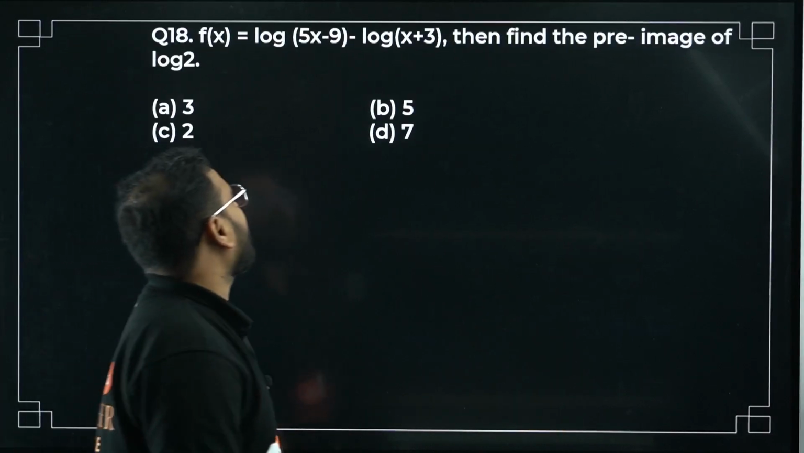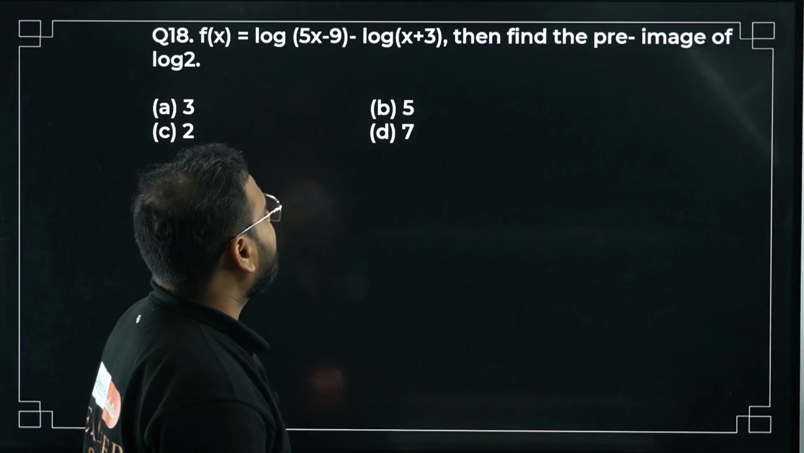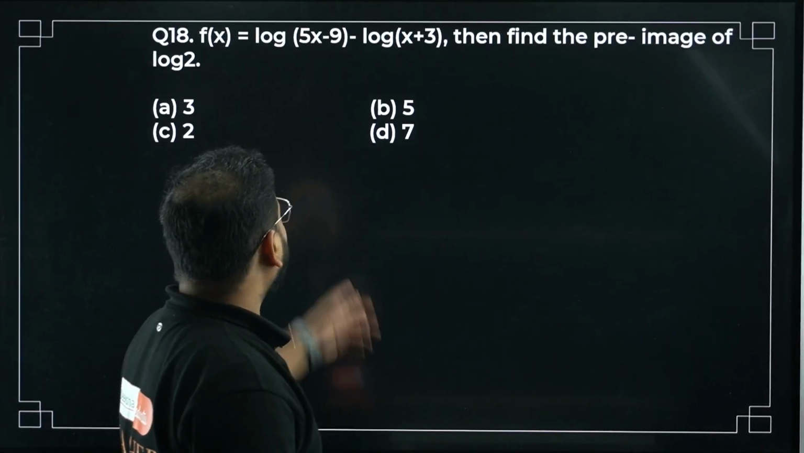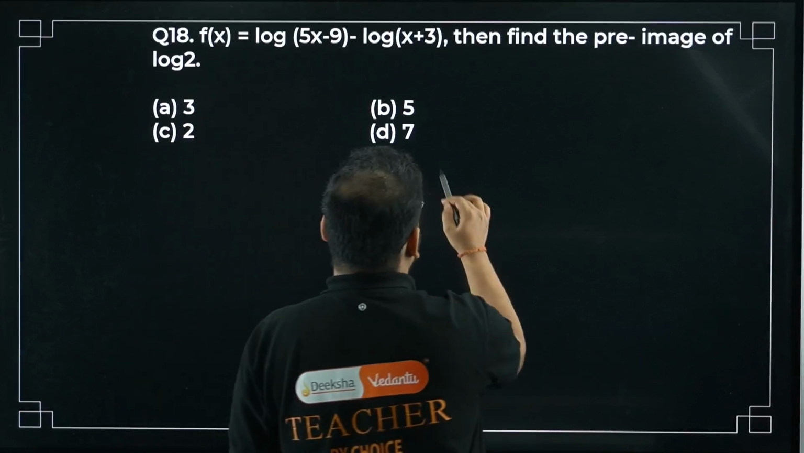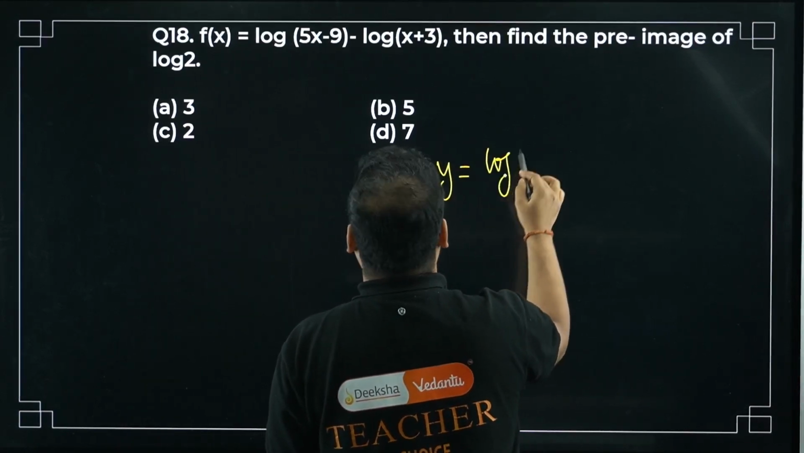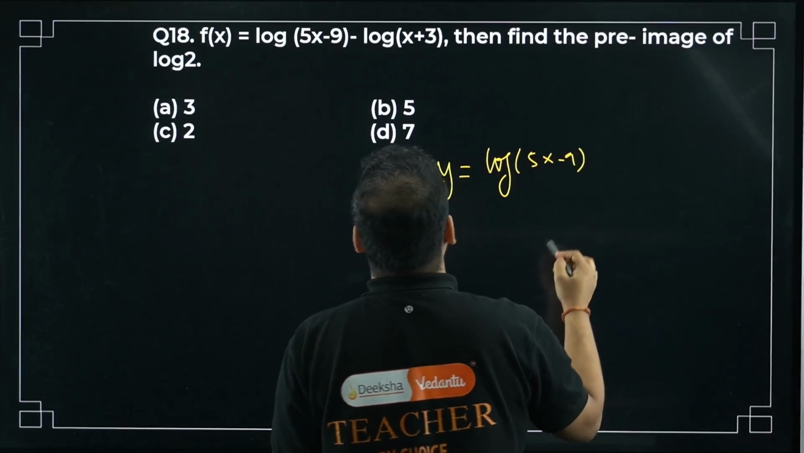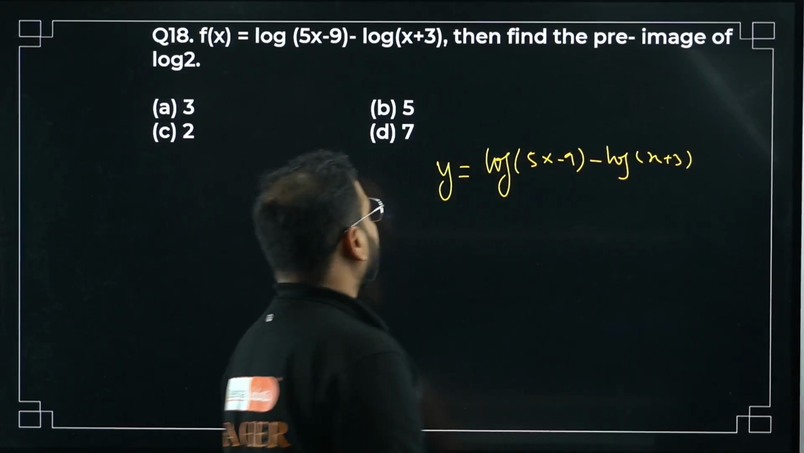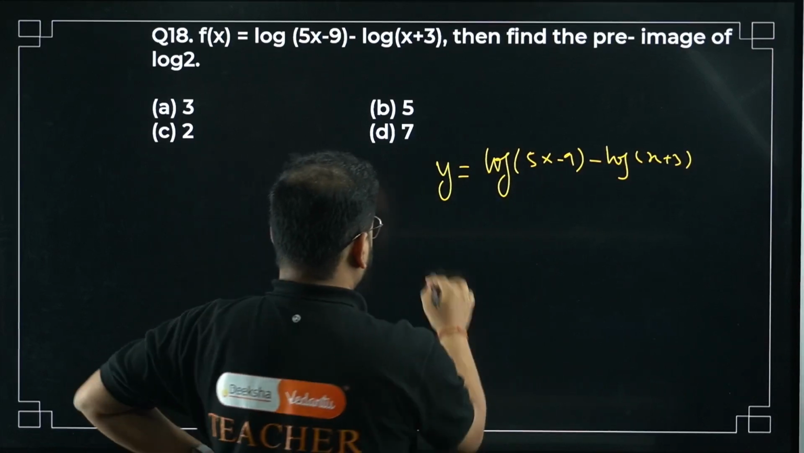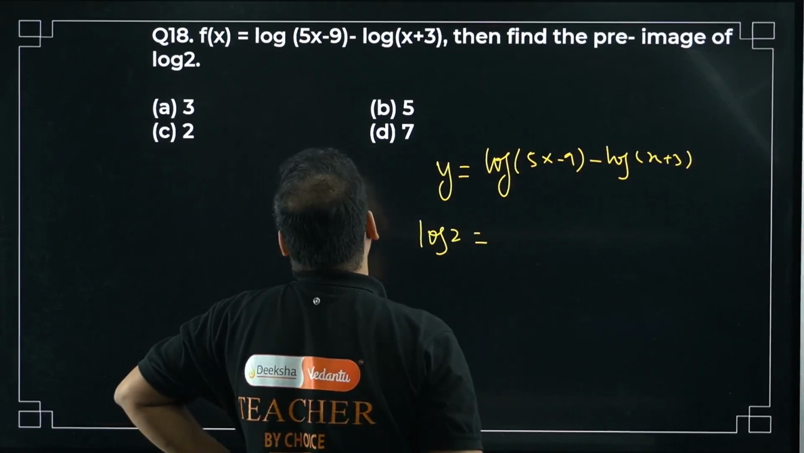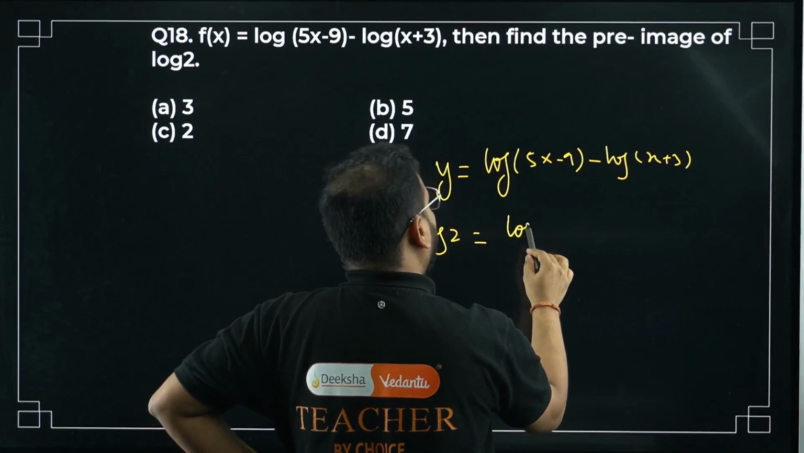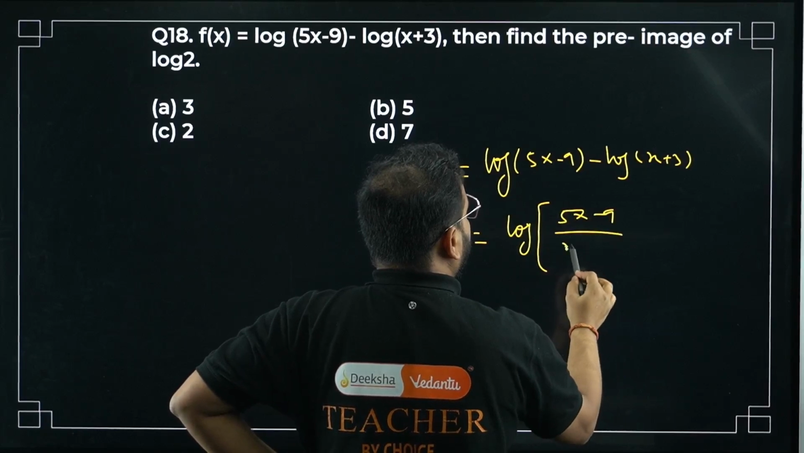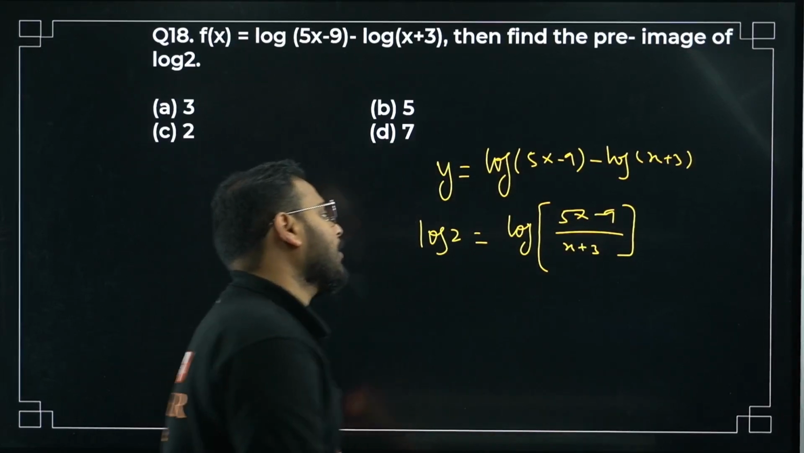18th now. f of x equals log of 5x minus 9 minus log of x plus 3. Find the pre-images of log 2. Basically, they're asking to find x when y is log 2. Then y equals log of 5x minus 9 minus log of x plus 3. When y is log 2, we use log a minus log b, so it is 5x minus 9 upon x plus 3. Log and log, you can compare.